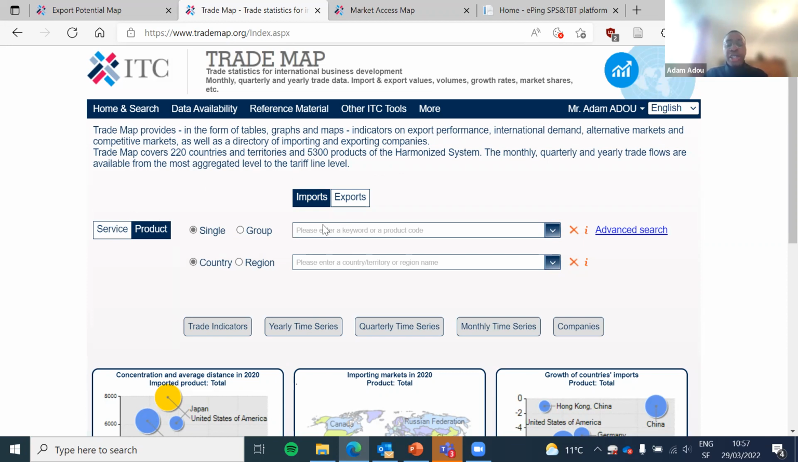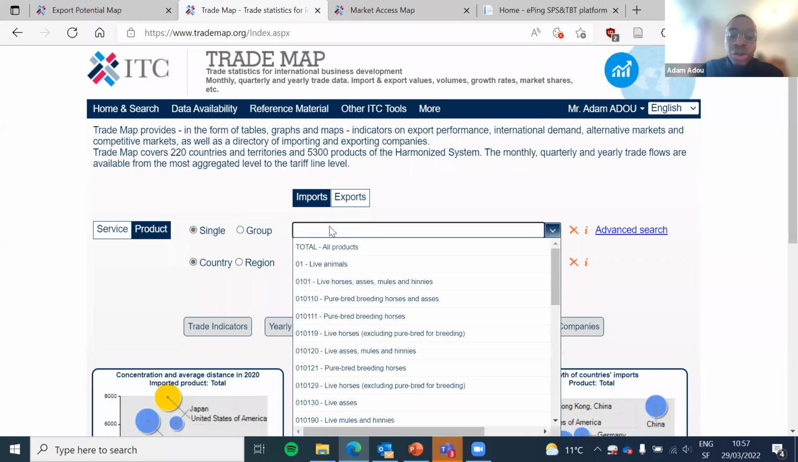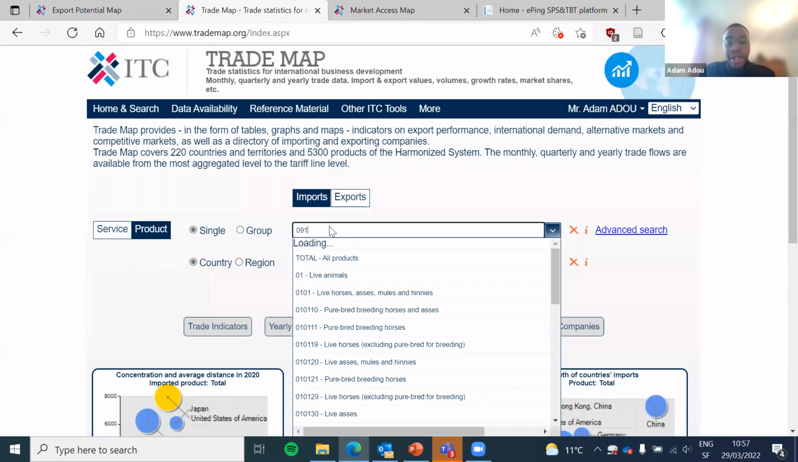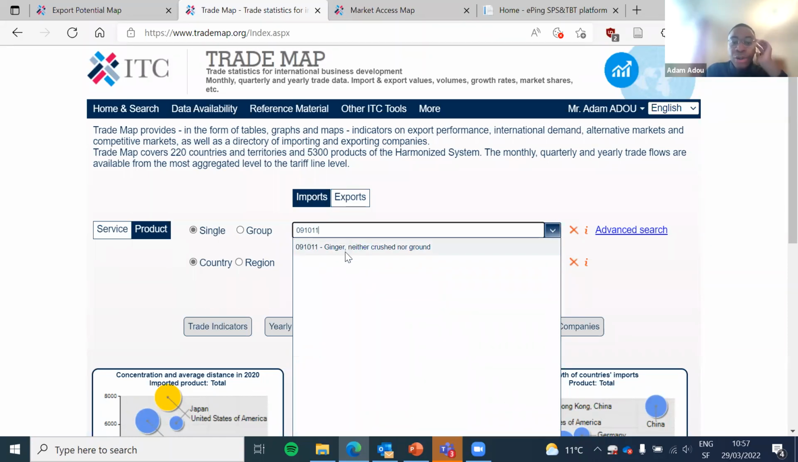But there is another way to check if you made the right research after that. So here I'm looking at ginger. If I remember, it was 09, 10, 11, HS6. If you don't know the HS code of your product, you can go to advanced search, clicking here, and you will be able to write keywords in order to identify the HS code corresponding to your product.